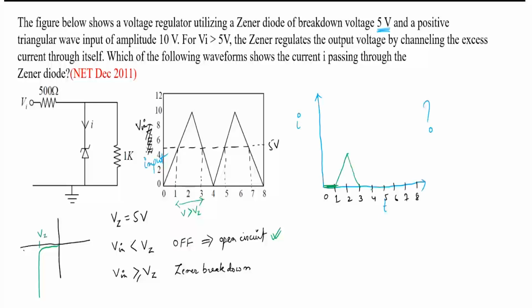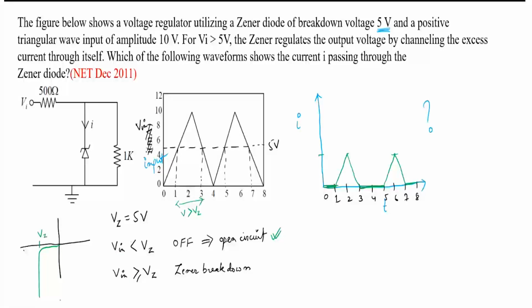Open circuit. So the current will be 0 here. What about from 5 to 7? Breakdown. Zener breakdown. Whatever is supplied, it will occur like this, so the graph will look like this. And what about the magnitude here? What is the peak value? Okay, this peak value is fine.